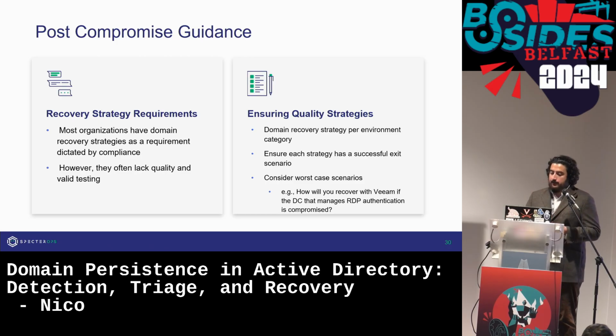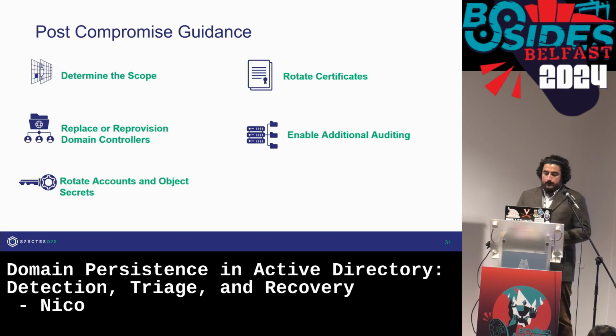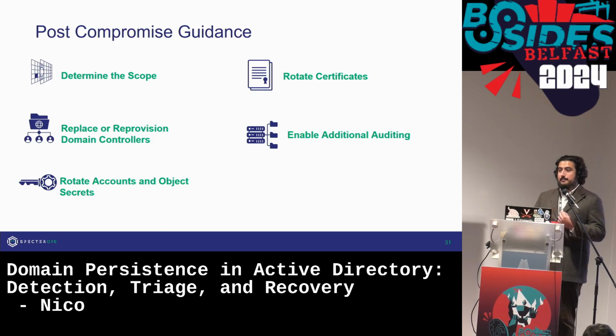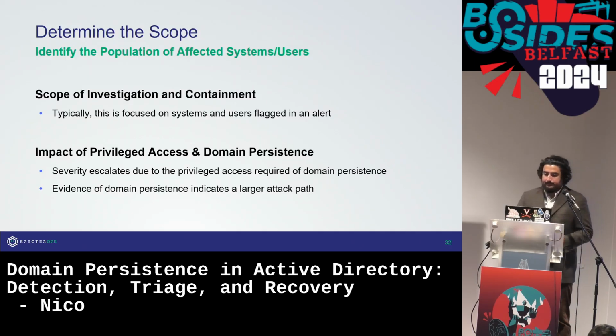Sometimes domain recovery strategies cherry pick specific items to rotate instead of considering the entire attack path and how that plays into how your domain was compromised. So we're going to look at some things here. How you determine the scope, how you replace or reprovision your domain controllers without needing to take down your domain entirely, how to rotate accounts and object secrets, how to rotate your certificates, and how to enable additional auditing, right? Making sure that you have the telemetry you need to ensure that the adversary has been pushed out, and you can hopefully catch them next time.